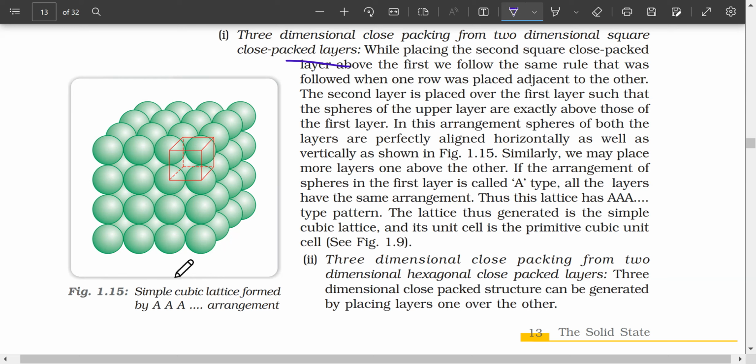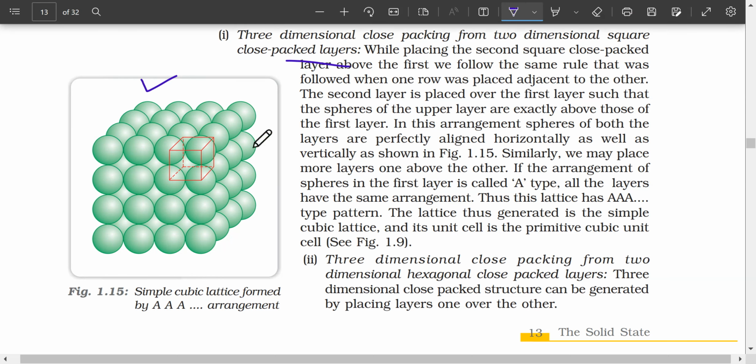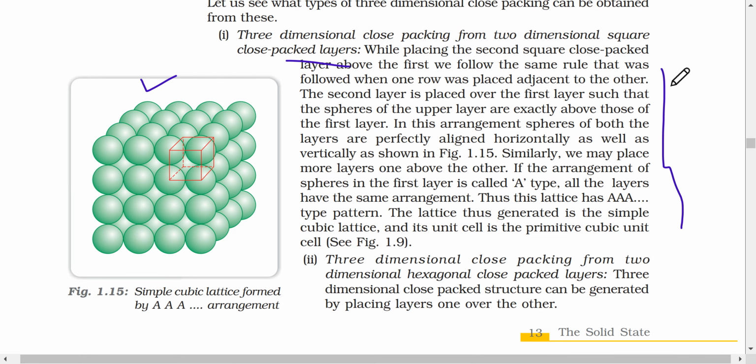So again, from the diagram you can understand it really well if you just analyze this diagram. ठीक है, 3D में तो ये reading it's just for the sake of reading it, but actually you have to visualize things. Fine, so I'll still read it. While placing the second square close pack layer above the first, we follow the same rule that was followed when one row was placed adjacent to the other.